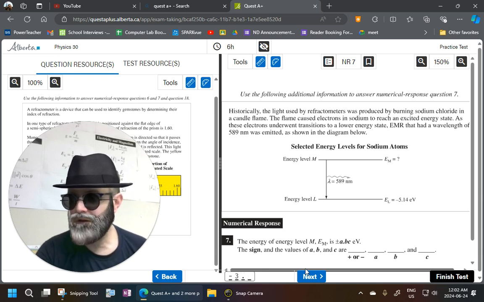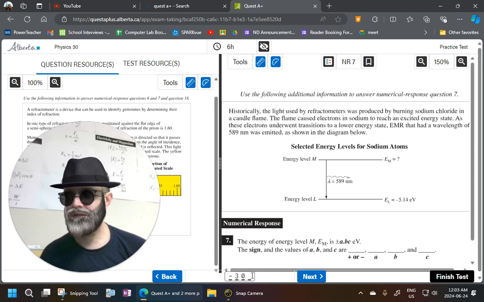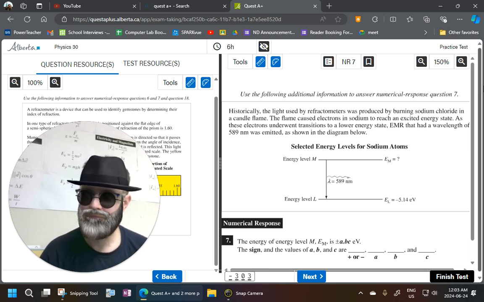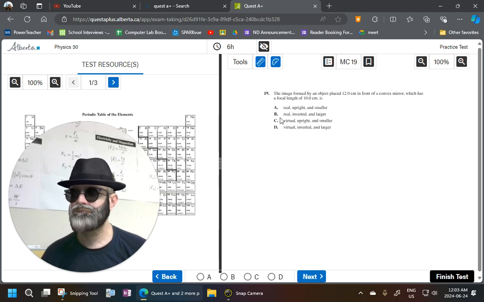Oh, what do I want? Oh, I don't want the decimal. That's weird. What did I just do? There you go. They don't want to put the decimal in there. Okay.